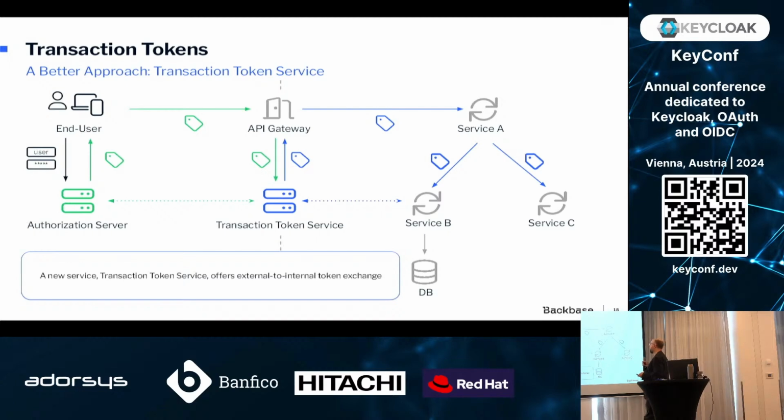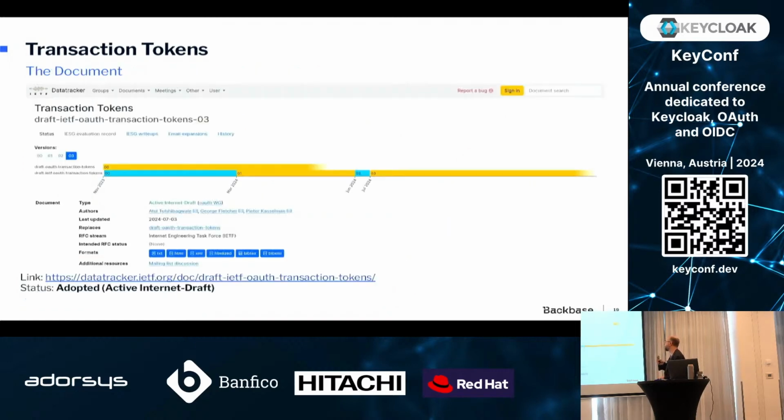The new approach is to introduce a new service called transaction token service. It will normally be deployed somewhere at the boundary. So it will have connectivity with both the authorization server, the external one, and the internal workloads. And the idea is that the API gateway would exchange the external token for an internal one that will be well understood by the workloads. So probably you can already guess the protocol or sub-protocol that I'm going to use for that. Of course, it's token exchange.